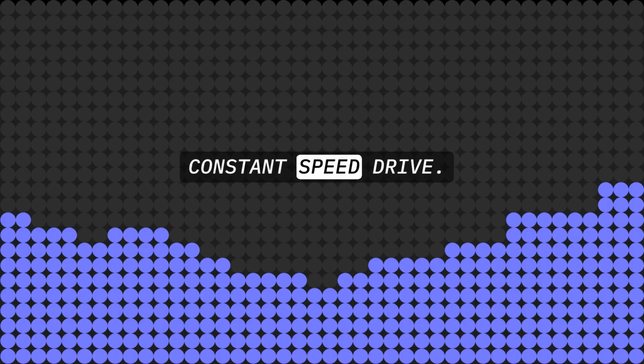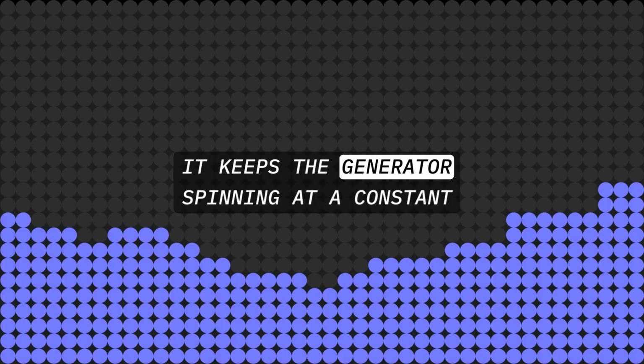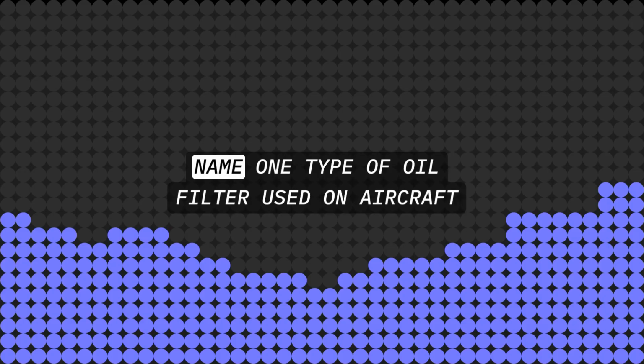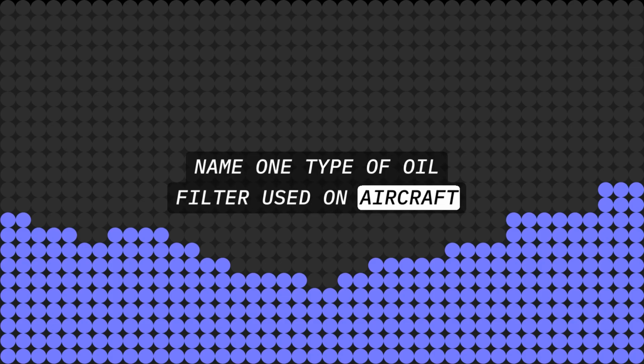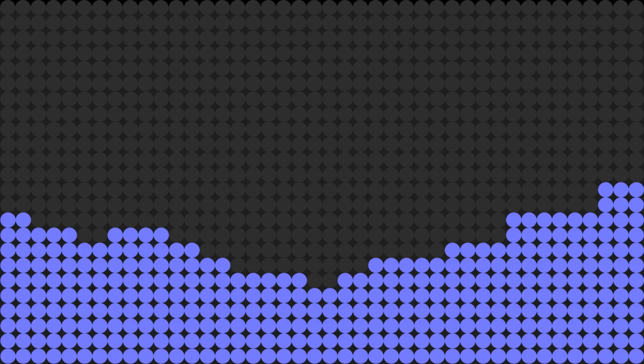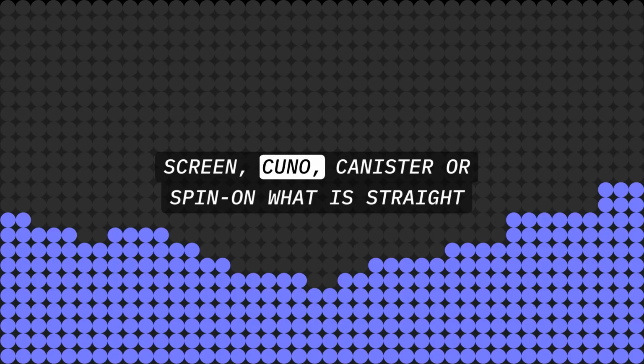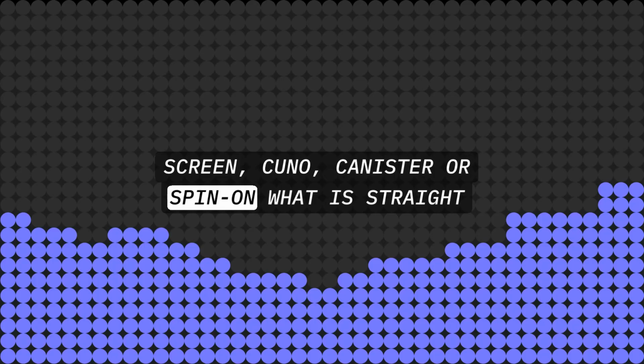What is a CSD and what does it do? It's a constant speed drive. It keeps the generator spinning at a constant speed. Name one type of oil filter used on aircraft engines. Screen, Cuno, canister, or spin-on.